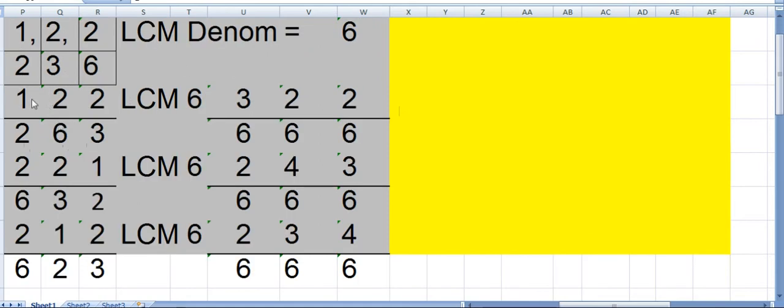Similarly, you can try it out for options B, C and D. Bring the denominator to the LCM. LCM is 6. Then 3, 2, 2. Is it ascending order? No. 2, 4, 3. Is it ascending order? No, because 3 is less than 4. 2, 3, 4. Is it ascending? Yes. So the answer is D over here.